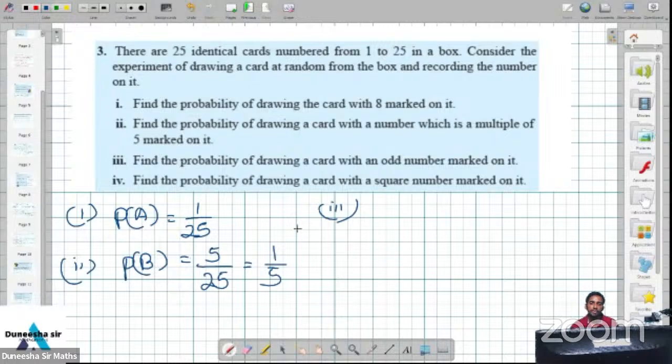Find the probability of drawing the card with an odd number marked on it. Can you find out how many odd numbers there are? 1, 3, 5, 7, 9, 11, 13, 15, 17, 19, 21, 23, 25. How many are there?